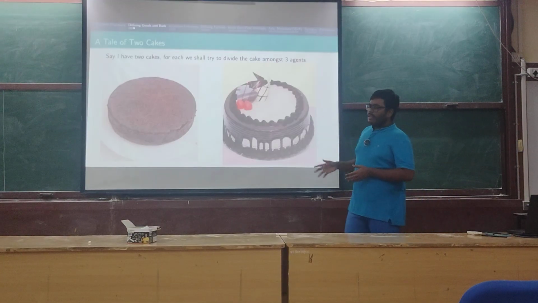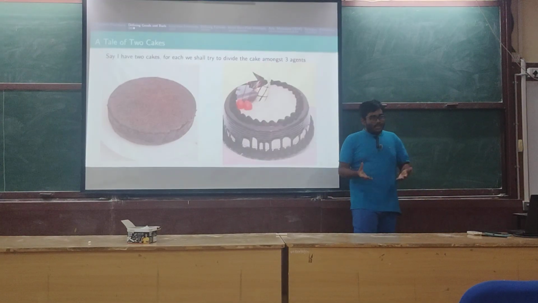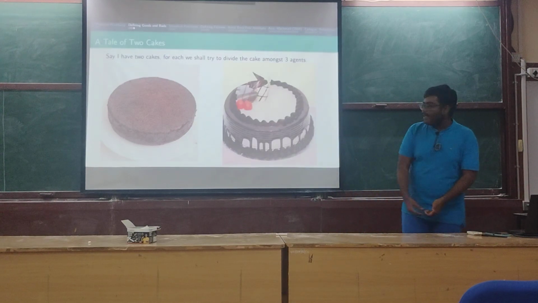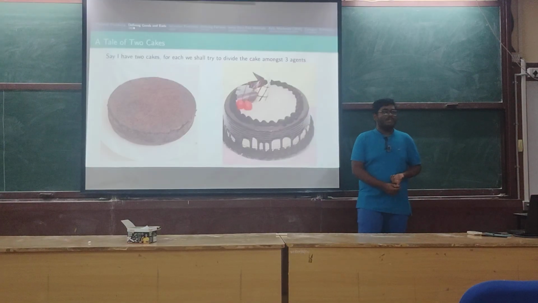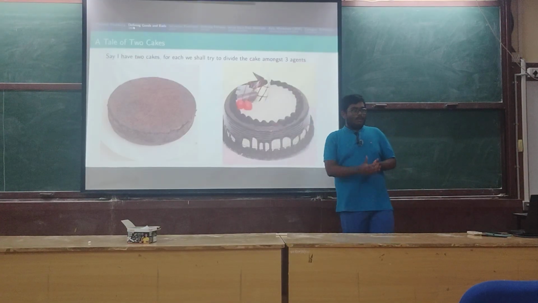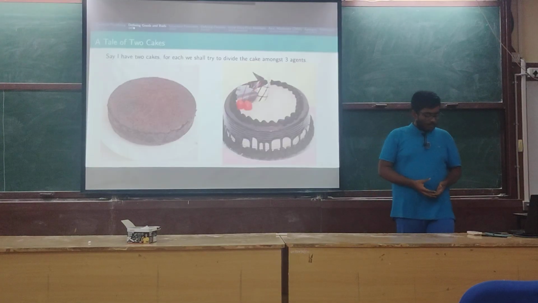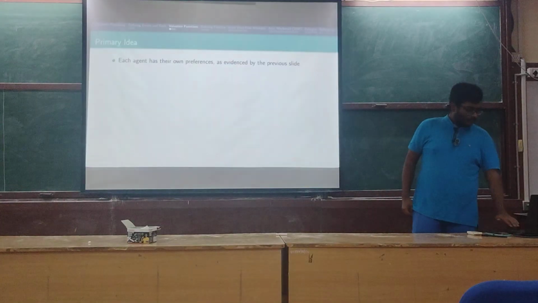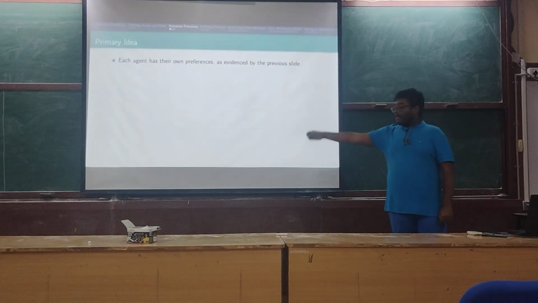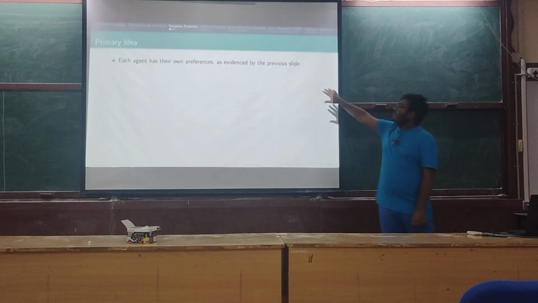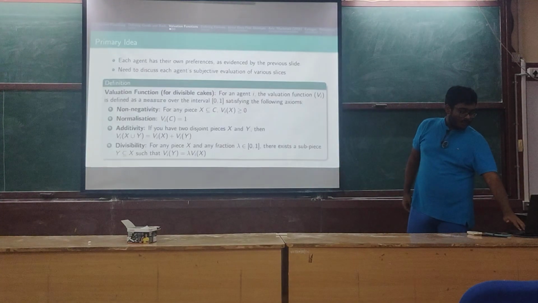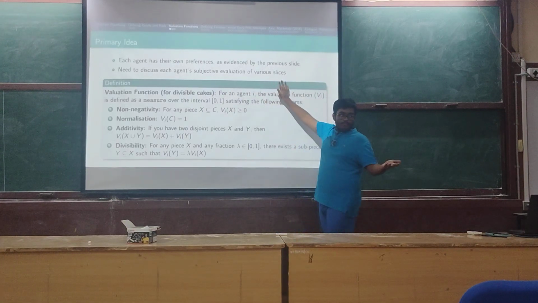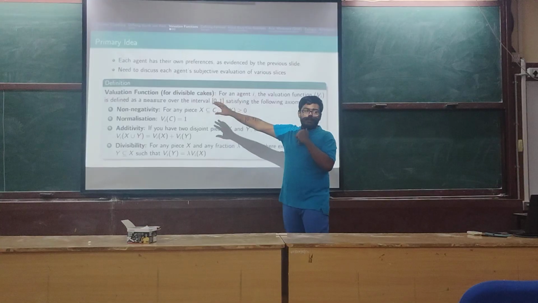But before we try to divide the cake according to fairness, we need to understand how we quantify this understanding of, okay, this guy cannot have cherry, this guy cannot have the chocolate piece, or whatever else we have. We need a way to quantify that, for which we come to the notion of valuation functions. As I said, each agent has their own preferences, as evidenced by the previous slide. Now, we need to discuss each agent's subjective evaluation of various slices. That is our aim. So we quantify it using a valuation function.